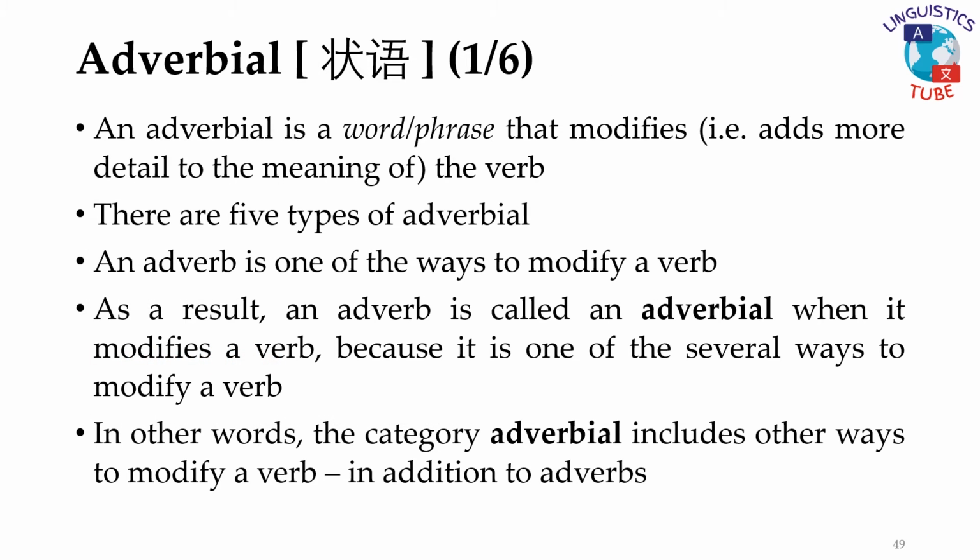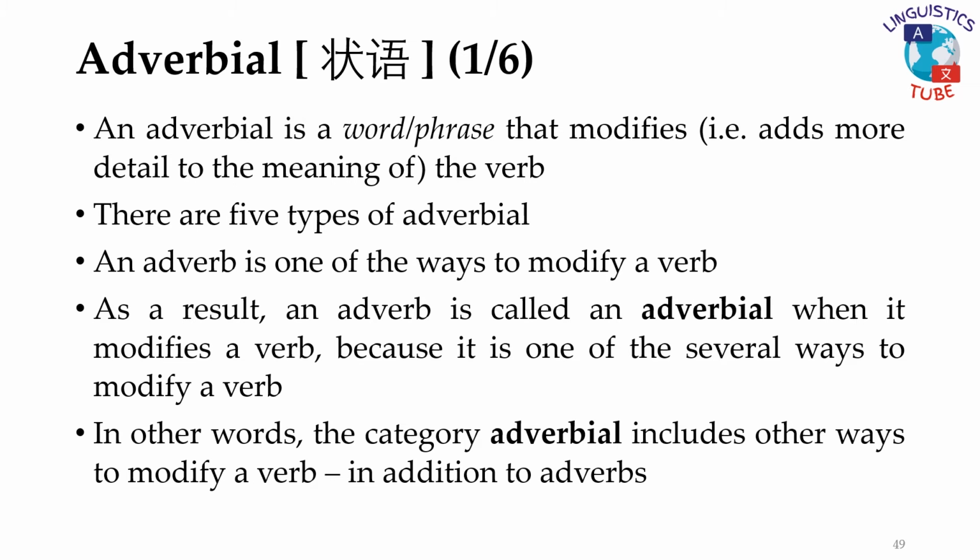We'll explore adverbials in detail in this section. Let's start with a definition. An adverbial is a word or phrase that modifies the verb. In other words, several grammatical categories can be an adverbial if they add more detail to the meaning of a verb. There are, in fact, 5 types of adverbial, and an adverb is only one of the ways to modify a verb. Because of this, an adverb is called an adverbial when it modifies a verb, because it is one of the several ways to modify a verb.